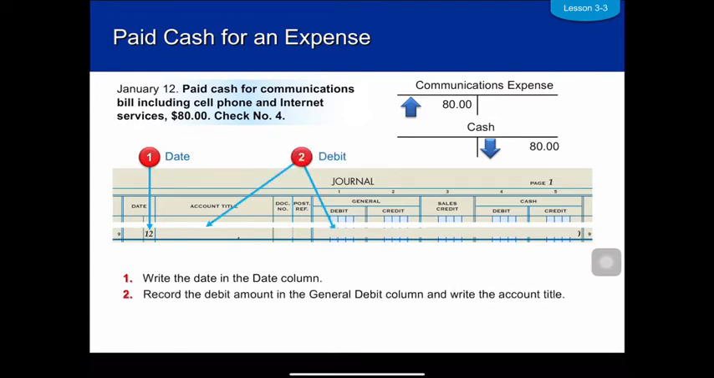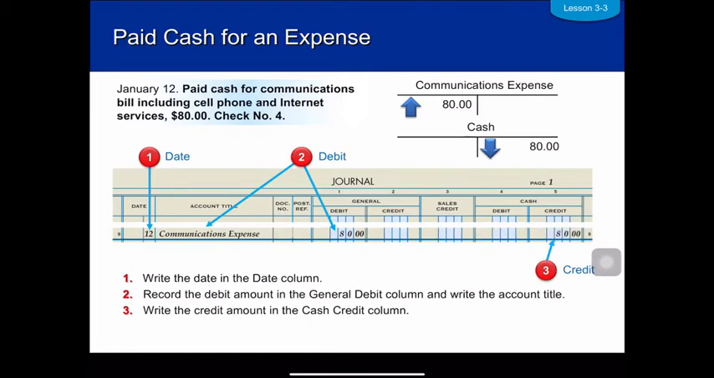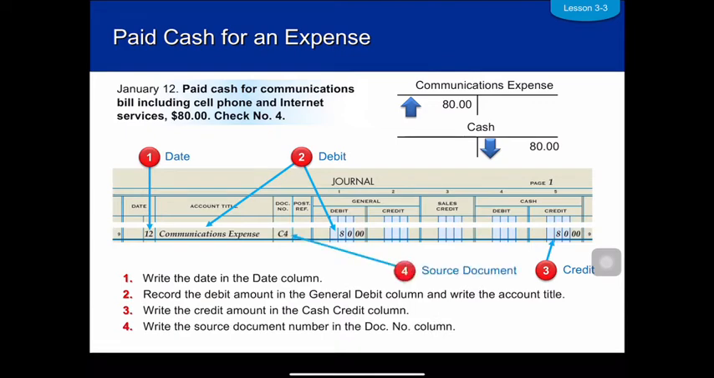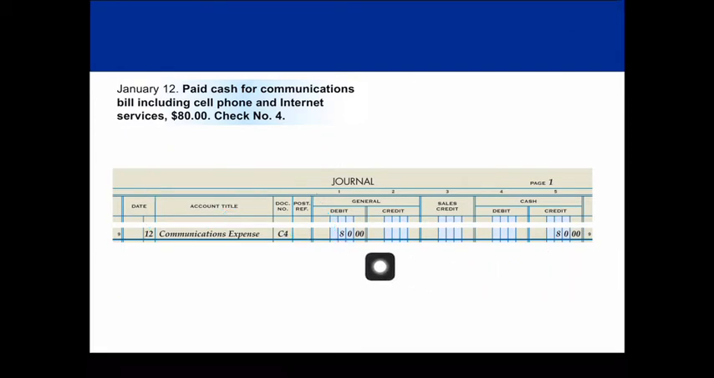Our debit amount, since it's communication expense, we do not have a special amount column for that, so we will write it as a general debit and identify the account title, communication expense. Our cash will be credited, so we will go over to our cash credit column and we will write $80 in there. The 4th step again is to write the source document number in the document number column, and that is C4. And it looks like this. We have a debit to communication expense, a credit to cash.